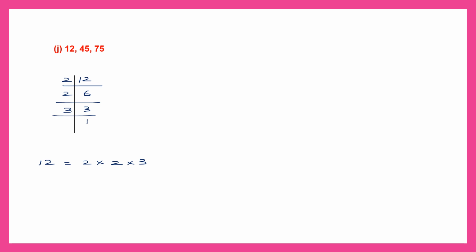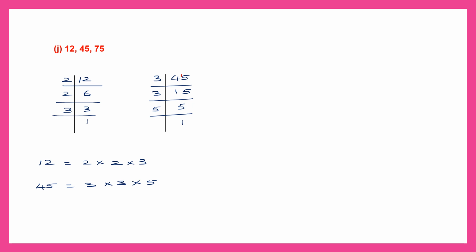Now next we're finding the prime factors of 45. So 45, we can begin with 3. 3 ones are 3. There's 1 left, so that's 15. 3 fives are 15. Now we have 15, we continue. 3 fives are 15. Now we'll continue with 5. 5 ones are 5. So the prime factors of 45 will be 3 into 3 into 5.